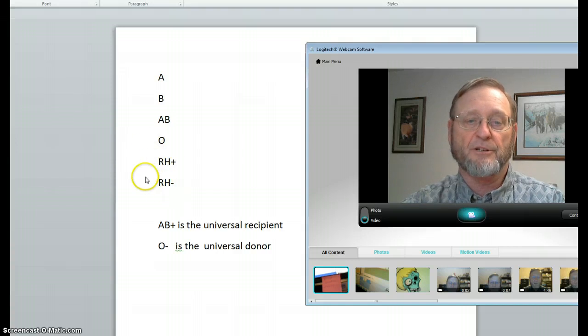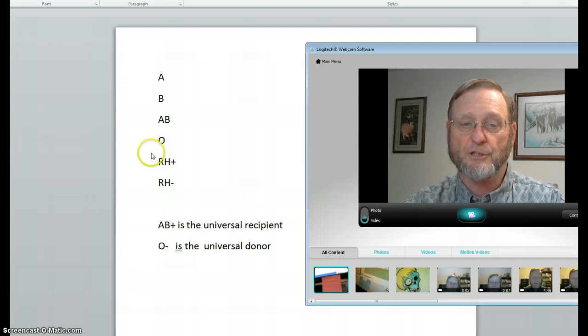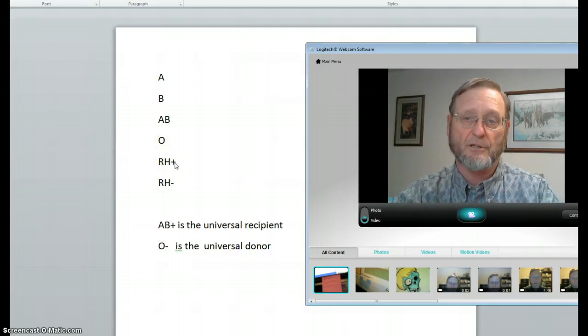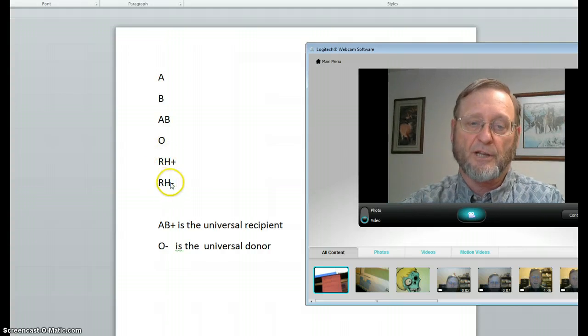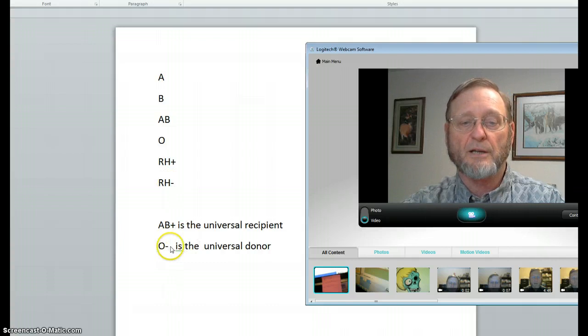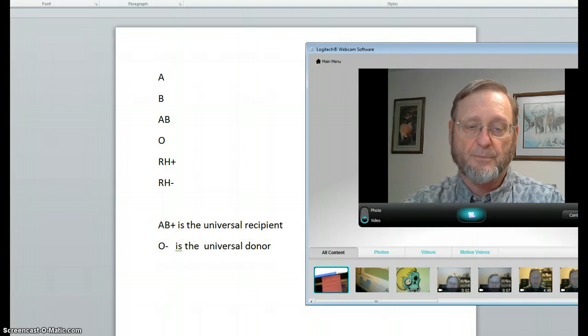This follows the Mendelian genetics that you can use Punnett squares on. RH positive and RH negative. AB plus is the universal recipient, because if you don't have the antigens, you don't have any antibodies against it, or you'd be killing yourself, okay? Or you can be RH negative. So O negative is the universal donor, and AB positive is the universal recipient.